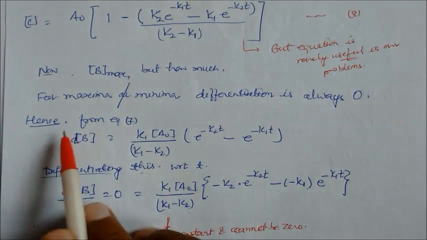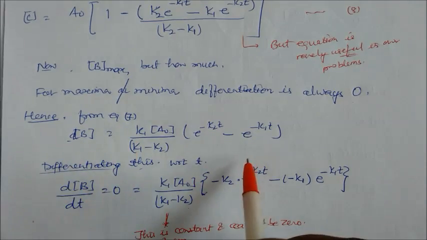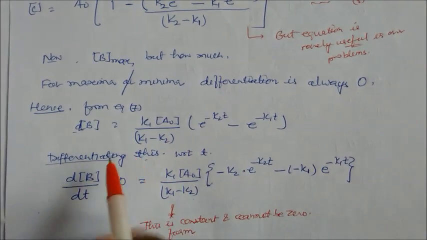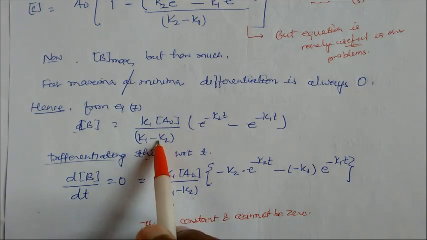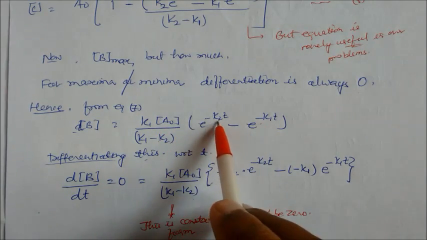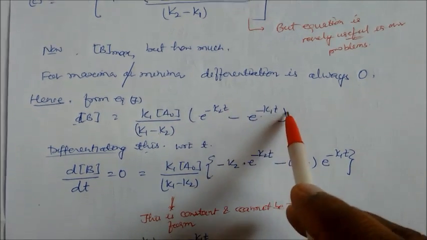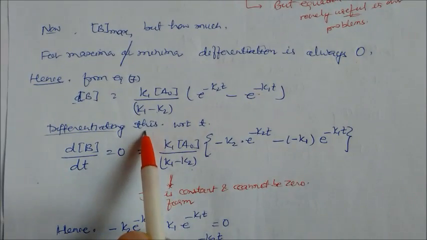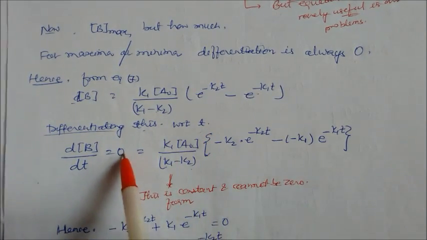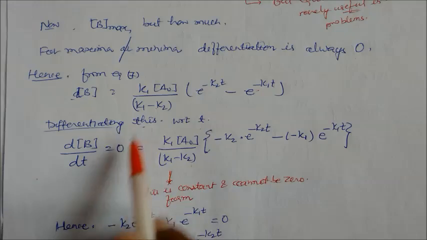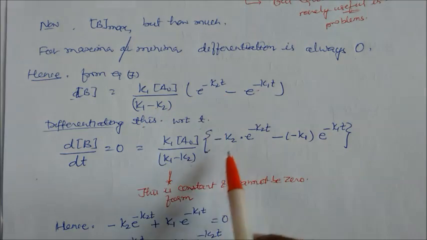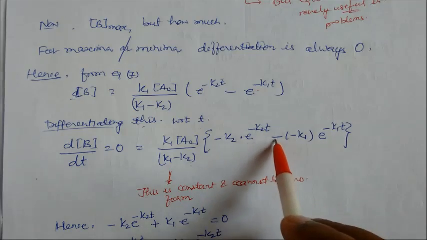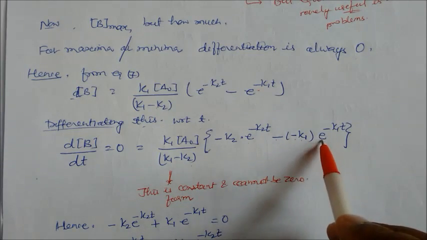So now from equation 7, I have written this equation 7. You can scroll back and see it. So the concentration of B is K1 into A naught divided by K1 minus K2, and this is e to the power minus K2 into t minus e to the power minus K1 into t. Now if you differentiate this with respect to t, it becomes 0, and 0 means this is the maximum value. So this is the outside value, and on differentiating you will get minus K2 into e to the power minus K2 into t minus minus K1 into e to the power minus K1 into t.